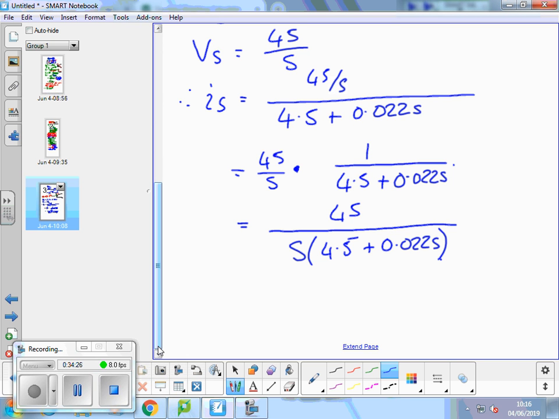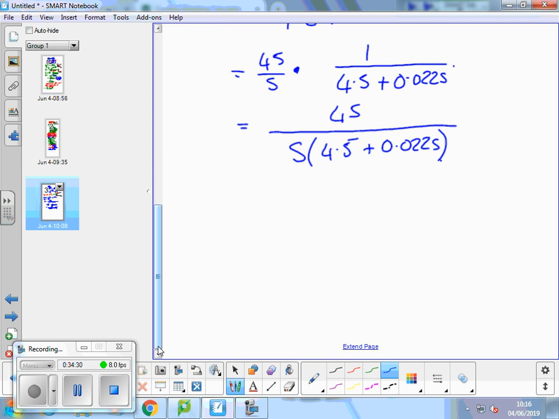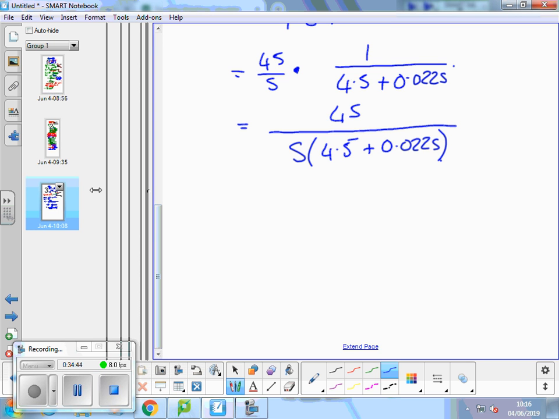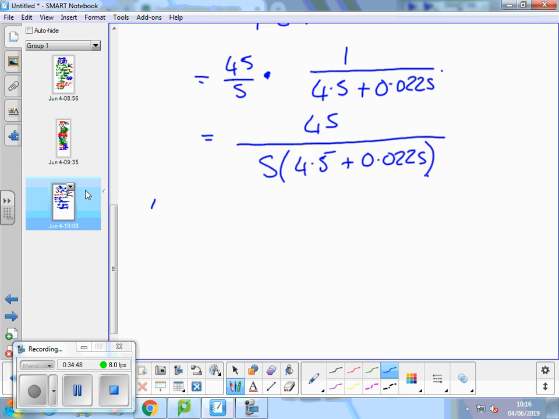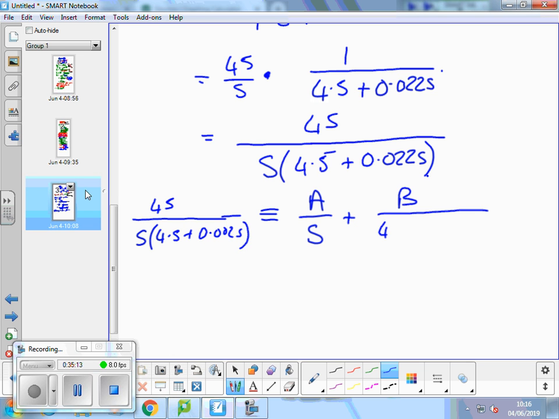So next, how can we write that now? We can go that 45 over s times 4.5 plus 0.022 s is equivalent to, and write it in partial fraction form, A over s plus B over 4.5 plus 0.022 s. Partial fraction form.